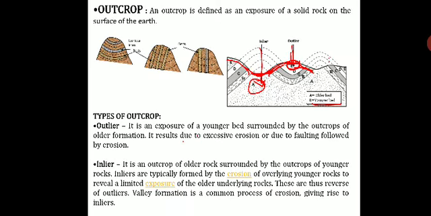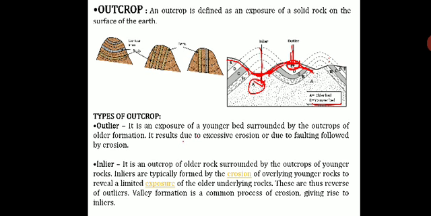So inliers are typically formed by the erosion of overlying younger rocks. When they are exposed, they undergo weathering and erosion, and the underlying rocks are exposed, and that is how an inlier is exposed on the surface of the rock. So these are thus the reverse of outliers. Inliers are the reverse of outliers.